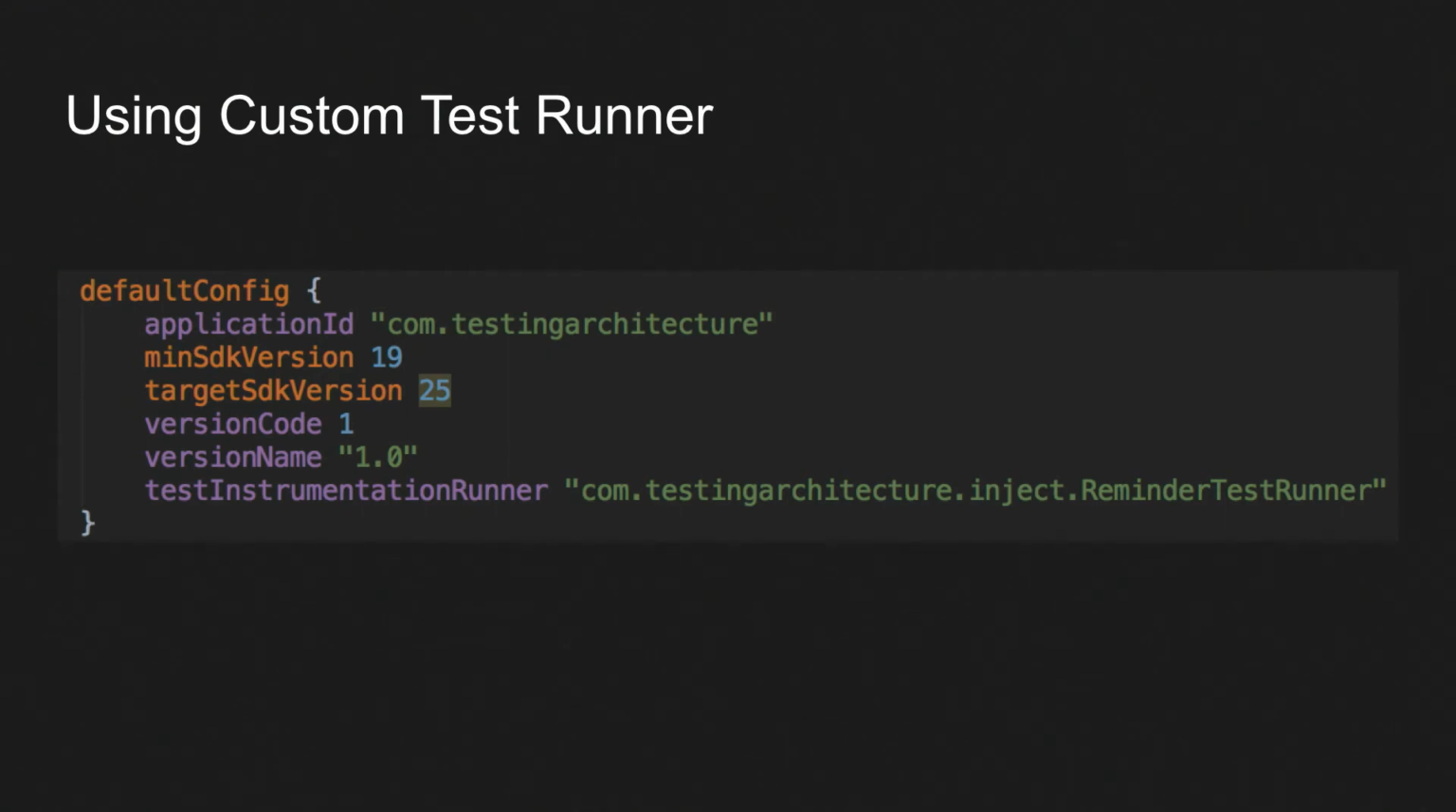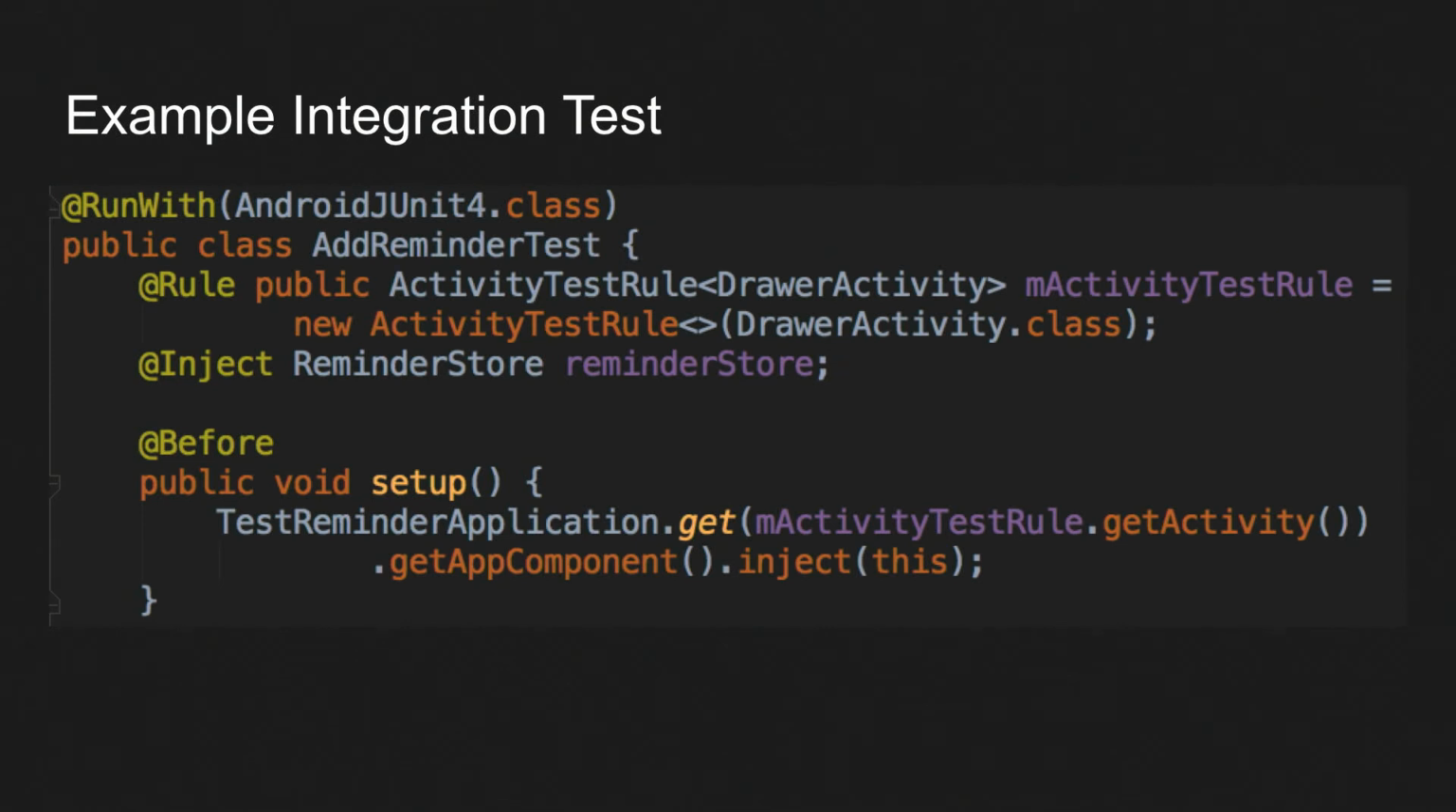Once you have your test runner, you set it up inside of your app module build.gradle. So you say, hey, use my test runner here, and then anytime you run your integration test, it will use your custom test runner, which will use your custom application, which will generate your test dependency injection component.